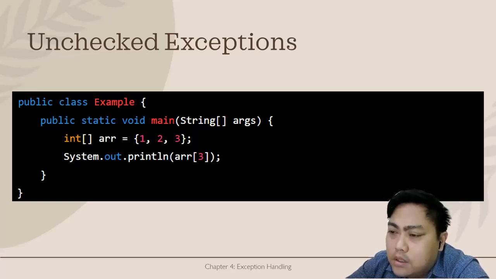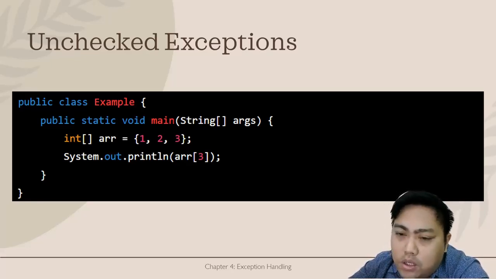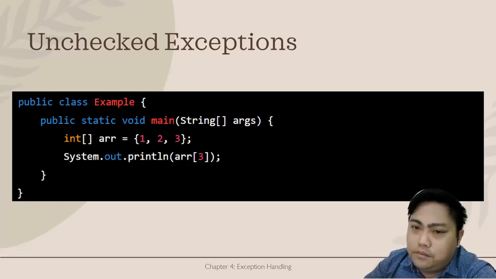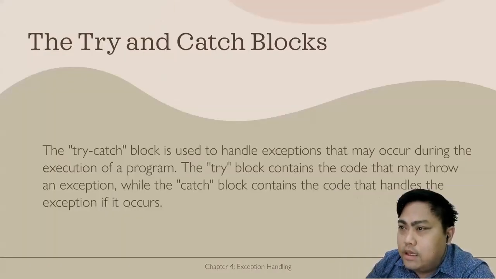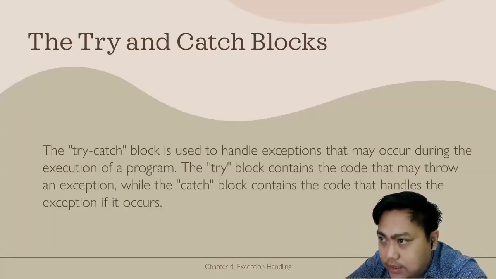in unexpected ways. So it is generally a good practice to handle exceptions explicitly whenever possible, even if they are unchecked, in order to ensure that the program behaves predictably and robustly. So let's proceed to the next topic.